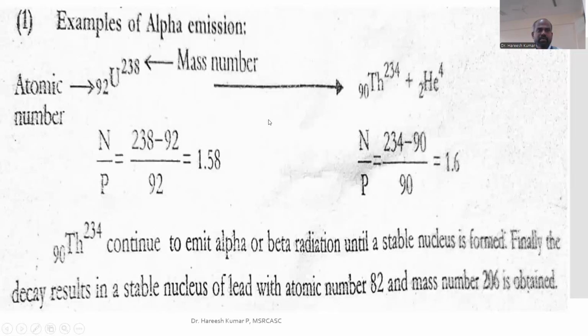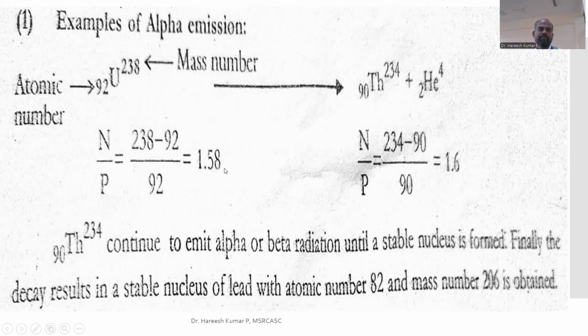Here I am taking an example of alpha emission. Uranium isotope 238, if it emits an alpha particle, is converted into thorium 234. If we calculate the N by P ratio, where N means neutron and P means proton, for uranium it is 238 minus 92, divided by the proton number 92, which gives you 1.58. This is the N by P ratio.